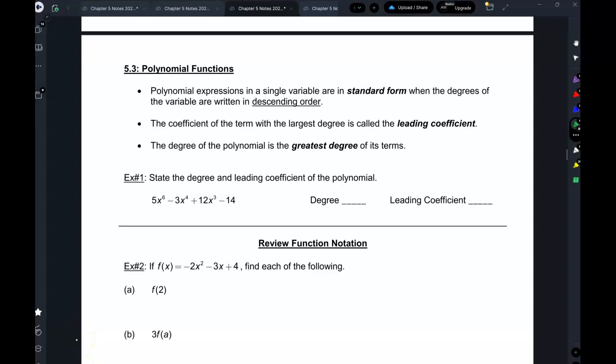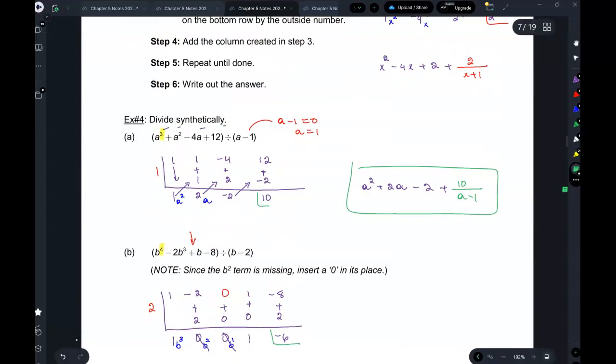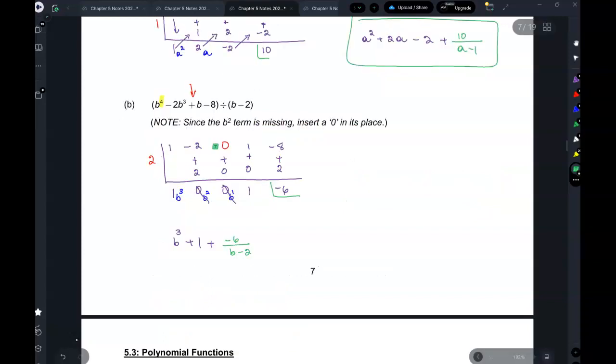Let's talk about polynomial functions again. Polynomial expressions are basically the types of functions that we've been dealing with here, where you've got variables that have exponents, and the exponents are integers that are positive or zero, right? So like a to the 1, a to the 2, a to the 3. You never have like a to the half or root a or whatever.